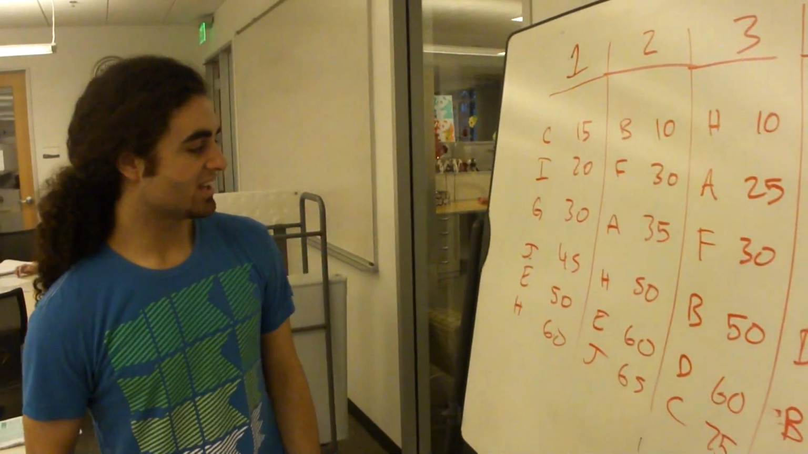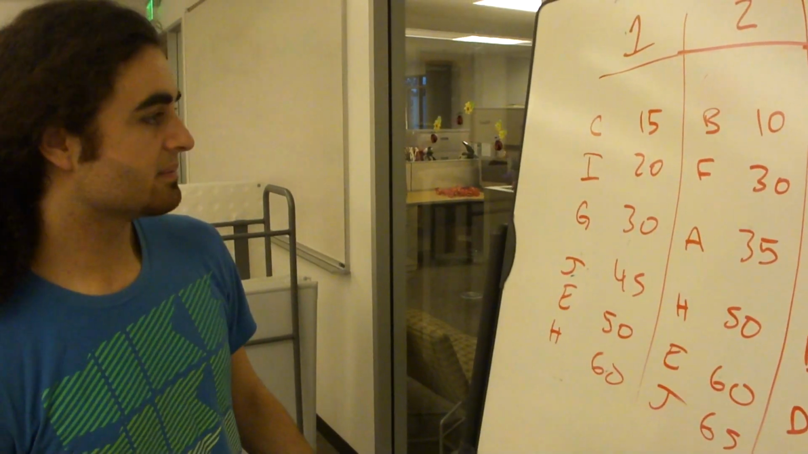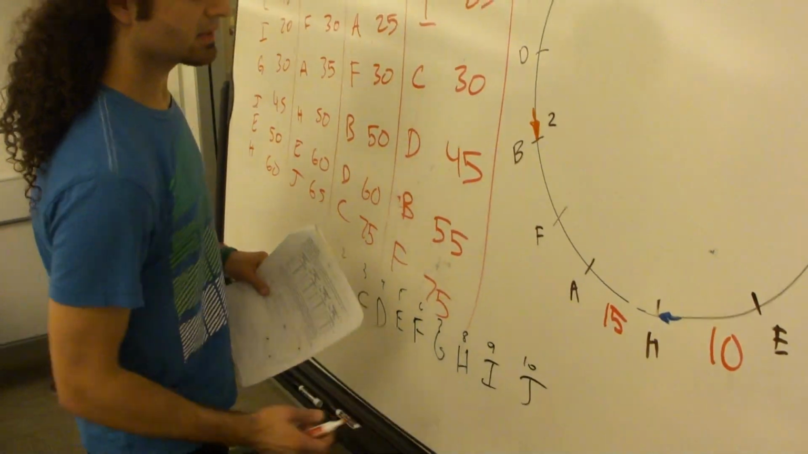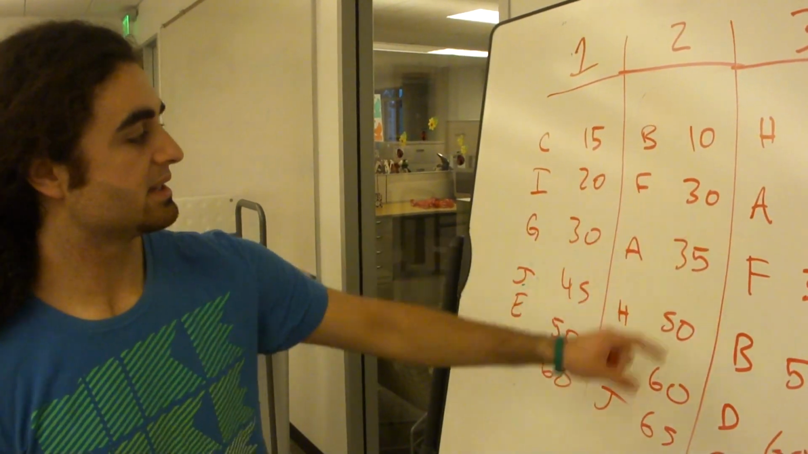H to A. That is 15 minutes. Another 15 minutes, so it's 15 minutes, and then we check. So we're doing the minutes between the genes. 5 minutes.